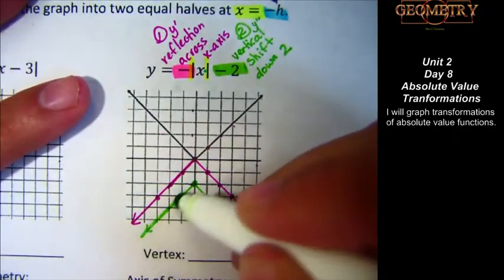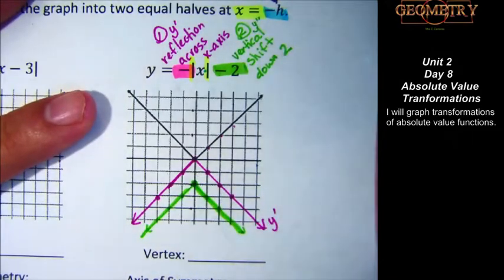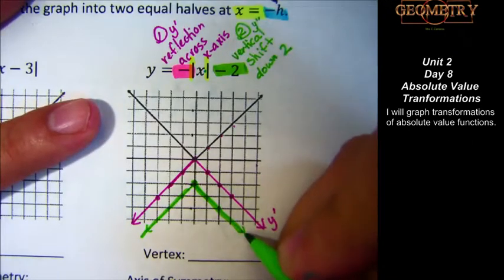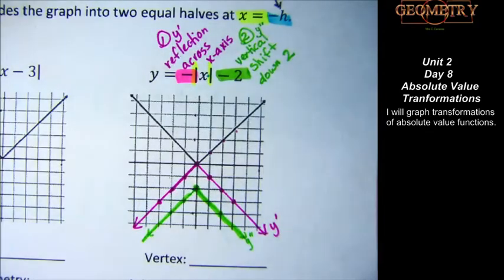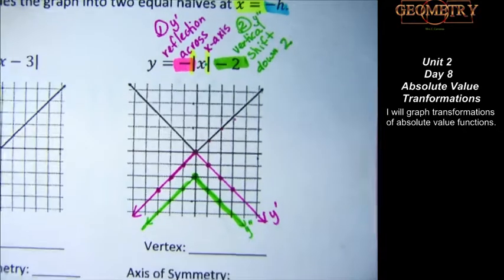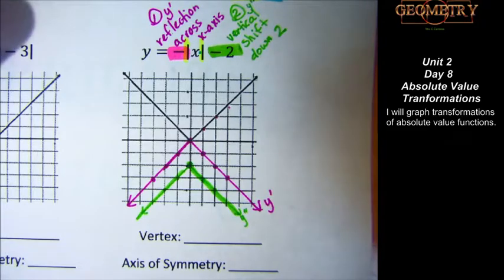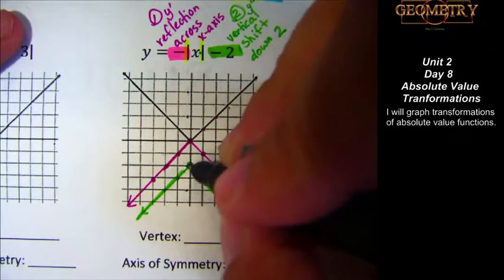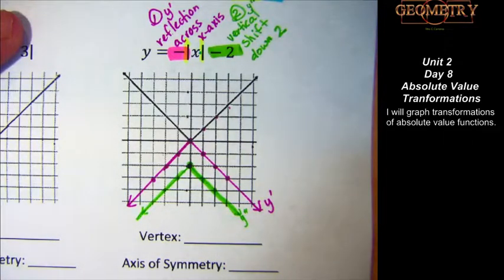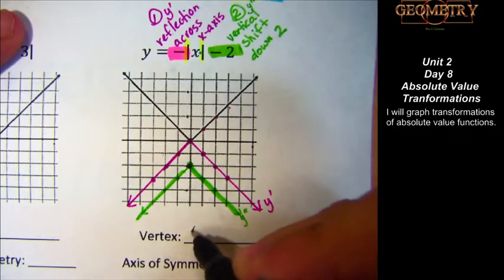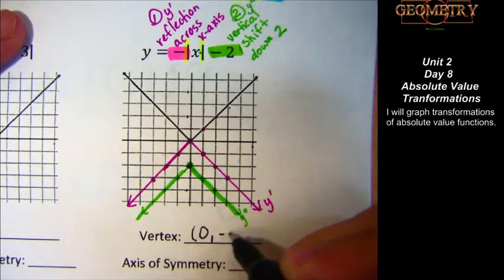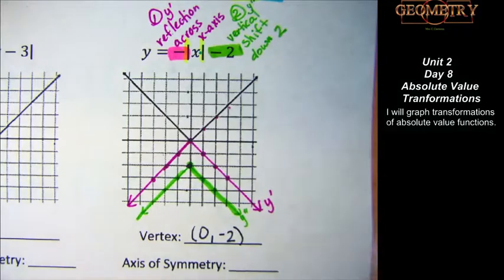This is my final graph. There it is, and I'm going to call it y double prime because I had to do 2 transformations in order to get to it. From here, what is the vertex? It's that point right there. It's at (0, -2), -2 because I didn't move left or right. I just went down.